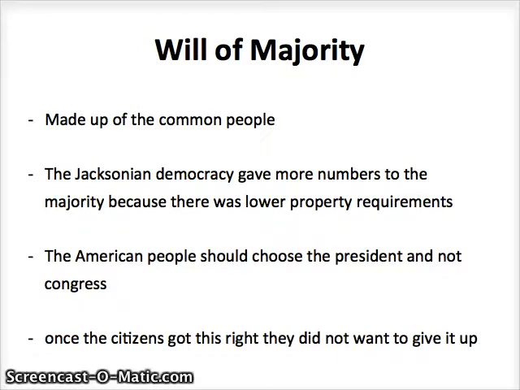The will of the majority was made up of the common people and their ideas. The majority of the people could not vote before, and now that they could vote and were rallying behind Jackson, Jackson had a lot of followers. When the American citizens began to vote for president, they got to have a voice in government, and once they were given this right, they did not want to give it up. Jackson used this to say that he was the only part of Congress that was entirely chosen by the people, and he used this idea to stretch his powers over the other branches.